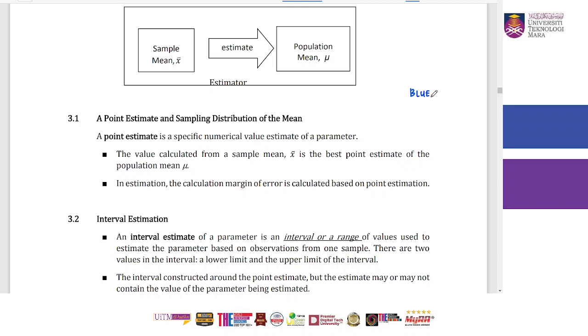Okay, in estimation, the margin of error is calculated based on the point estimate. So, adalah dia punya formula. Tapi in our case, we are not going to look at it in detail. Okay, kita just tengok sedikit saja.